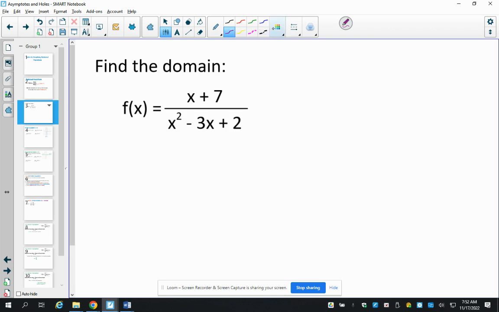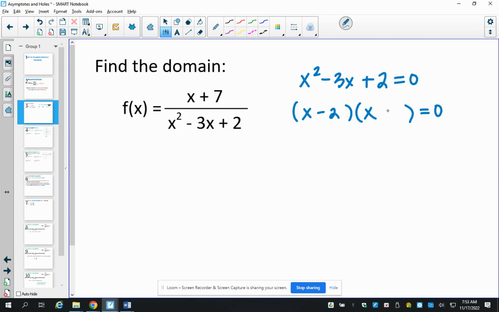So we want to figure out where this denominator equals 0. Those are going to be our bad values. So we're going to look at x squared minus 3x plus 2 when that equals 0. So we'll want to factor this. And so when we factor this, we've got a positive 2. Okay, so multiply to positive 2, add to negative 3. So that's going to be negative 2 and negative 1.